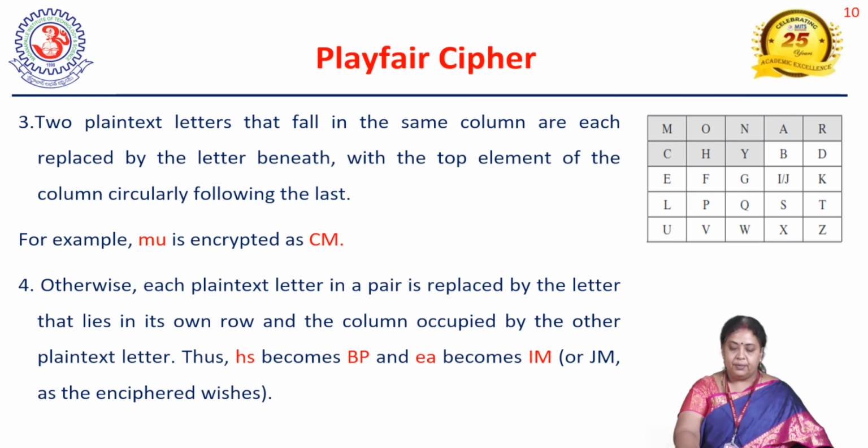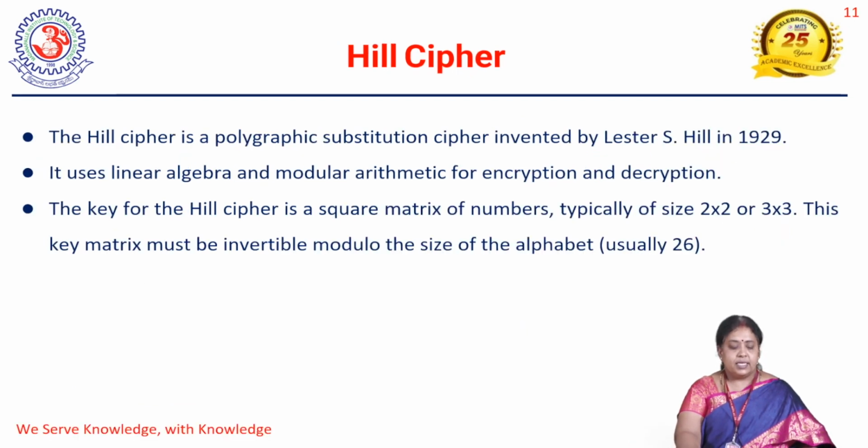Next we go for the next one, that is called the Hill cipher. This is also one of the substitution techniques, and this is also a polygraphic substitution technique. That means we are going to take more than one letter at a time in order to encrypt. This substitution technique was invented by Lester S. Hill in 1929. The Hill cipher makes use of linear algebra and modular arithmetic for the encryption process and decryption process.